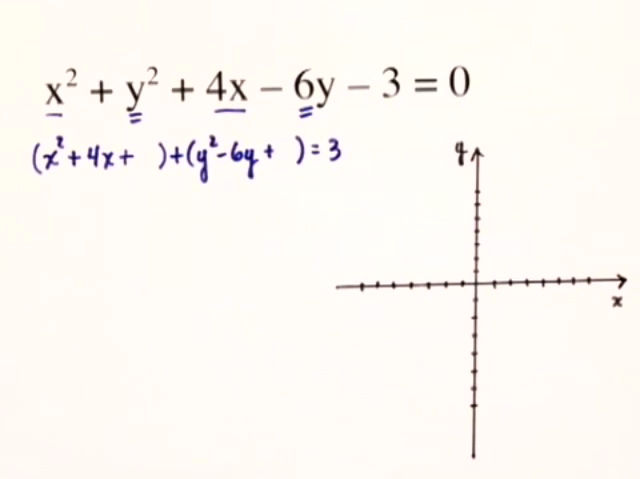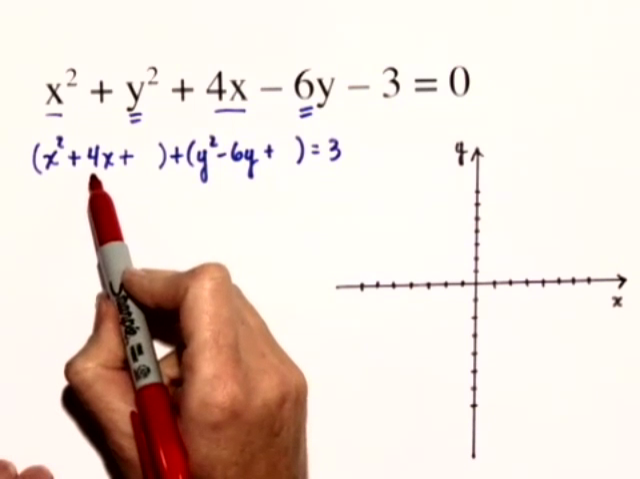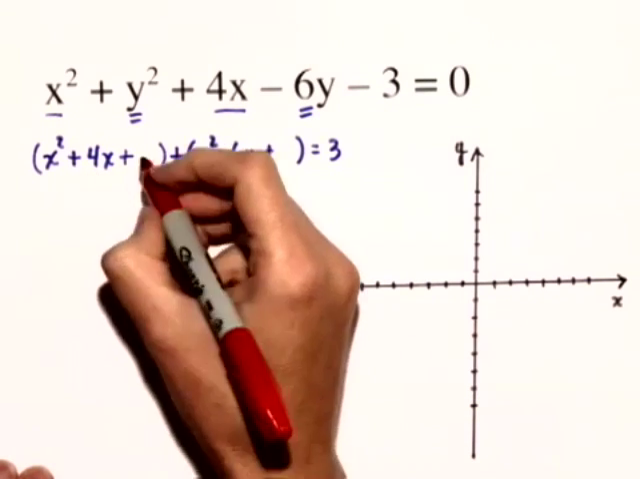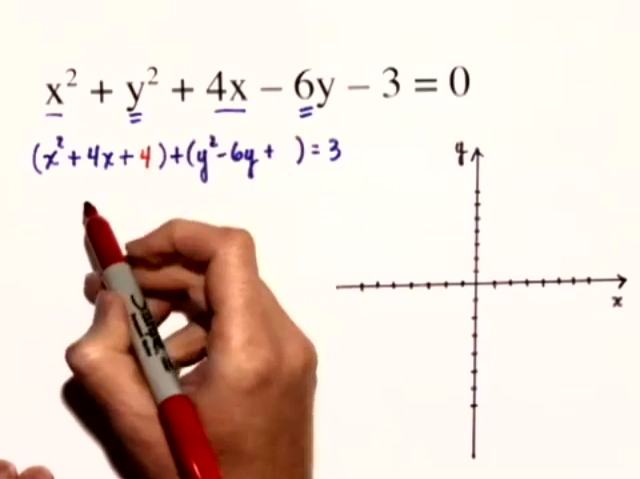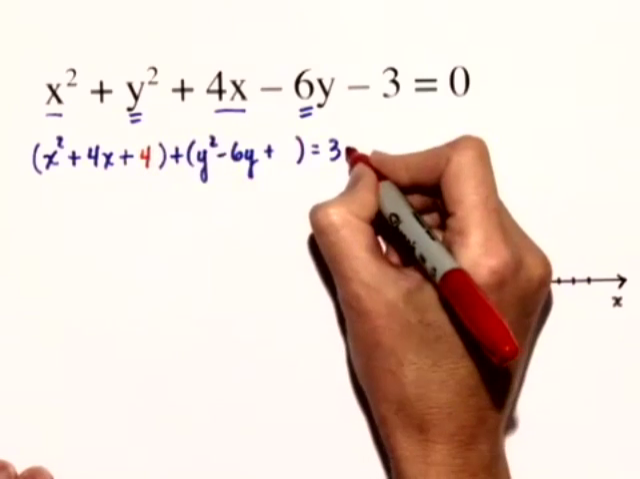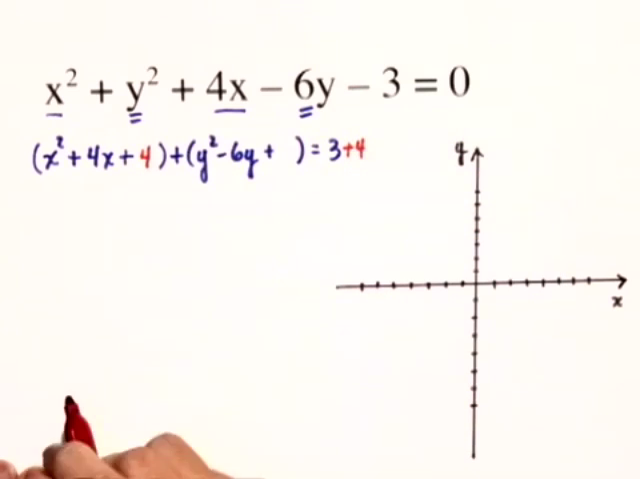So let's complete the square. Remember, in order to complete the square, we look at the linear coefficient. Here, the coefficient of x is 4. I take half of that, which is 2, and I square 2, which gives me 4. Since I added 4 to the left-hand side, I need to do the same thing to the right.